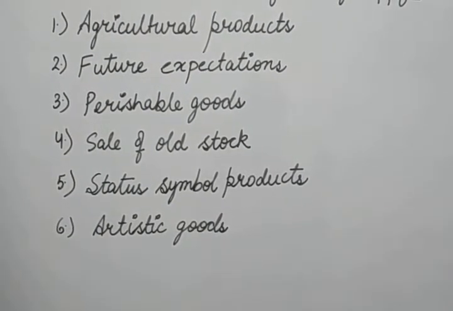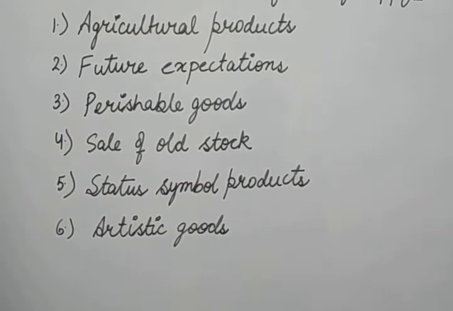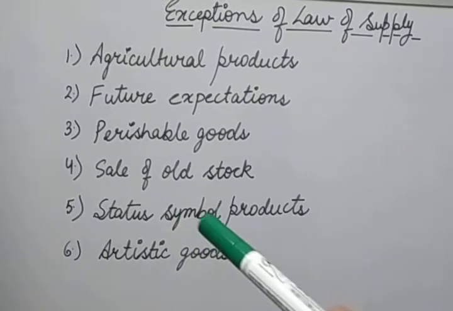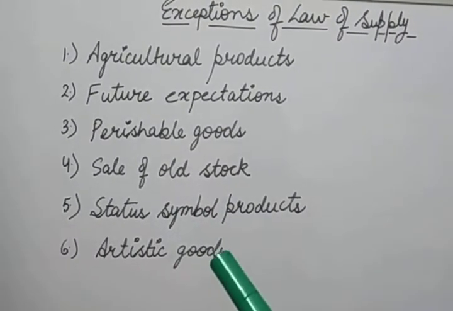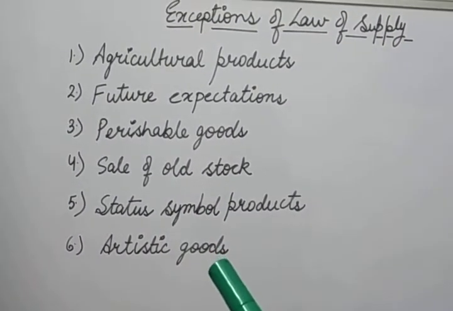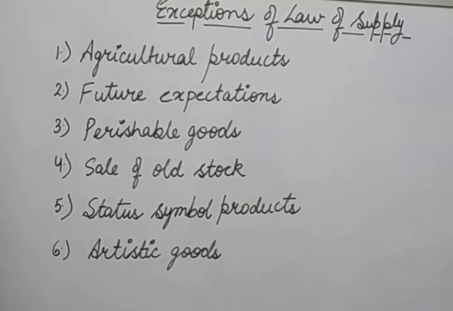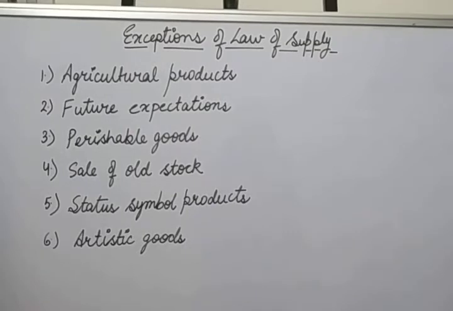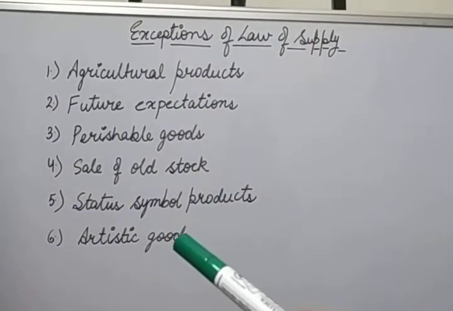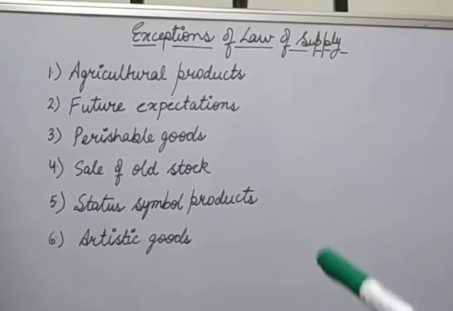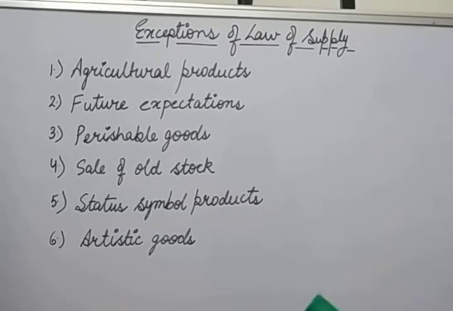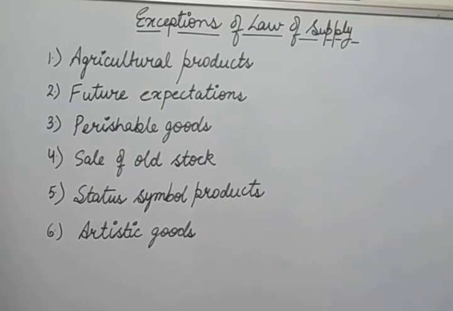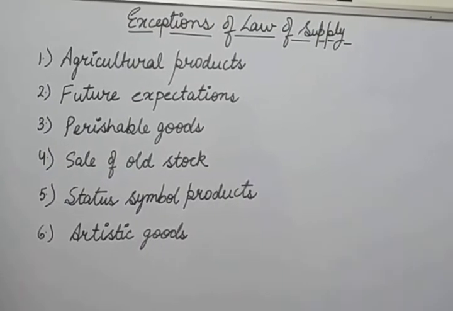So that means the law of supply does not operate in case of the high quality artistic goods. That means in the status symbol products or in the artistic goods, less quantity is purchased at the higher prices. So these are the cases in which the law of supply does not operate. That means in these cases the supply curve is negatively sloped. That means there is a negative relationship, or maybe an indirect relationship, between the price and the quantity supplied.